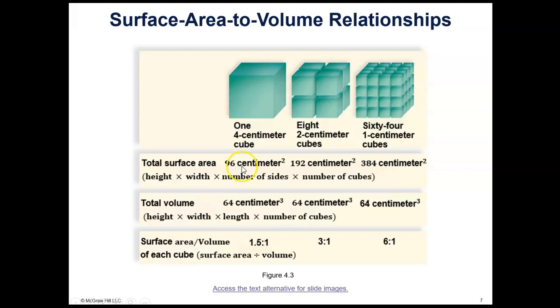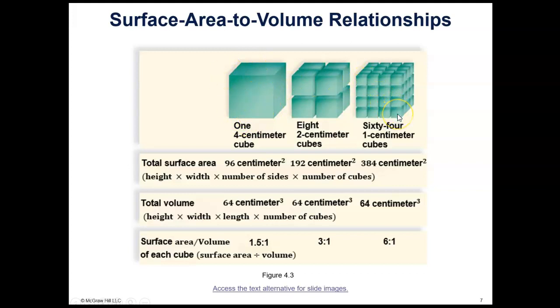But the 96 square centimeters is the surface area of the cube on the left, and the volume is 4 times 4 times 4, which comes out to be 64. So when you work that out, it comes out to be a ratio of 1.5 to 1, okay? So 1.5 to 1 is the surface area to volume ratio of this large cube here.